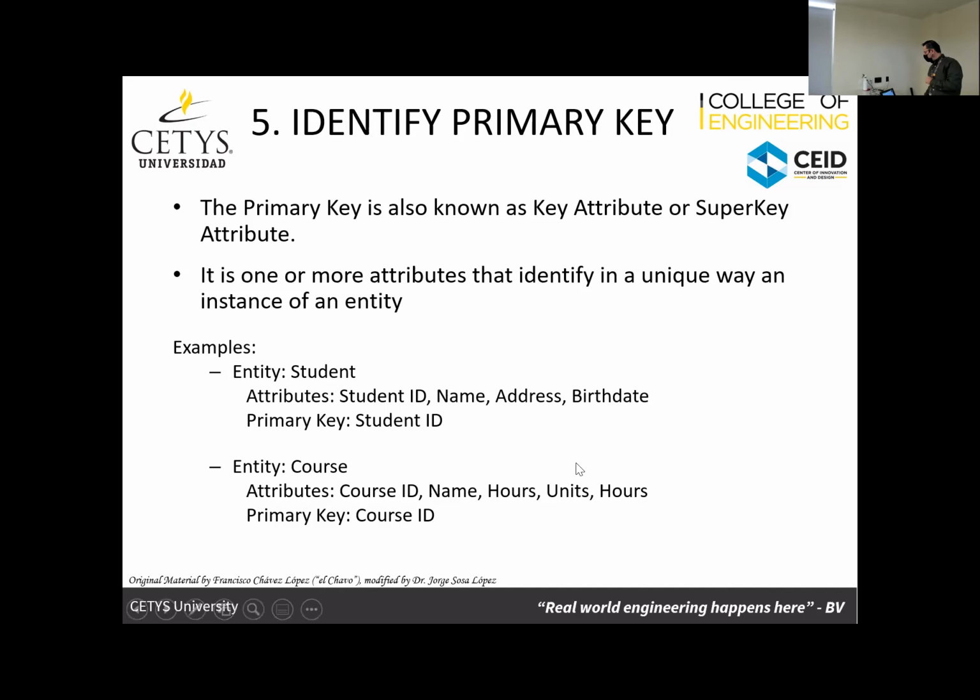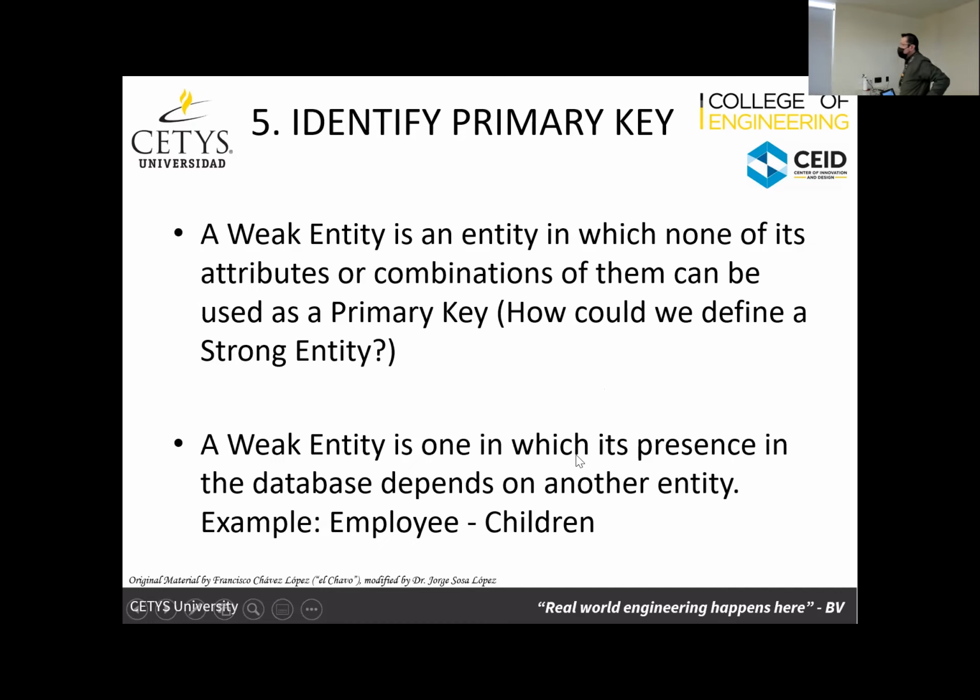There are going to be some entities that don't have a primary key. Those are called weak entities. Okay. But by contrast, what would a strong entity be? Well, a strong entity would be one where we can clearly identify a primary key as one of the attributes. So a weak entity is one that doesn't have any attribute or combination of attributes that can uniquely identify its instances.